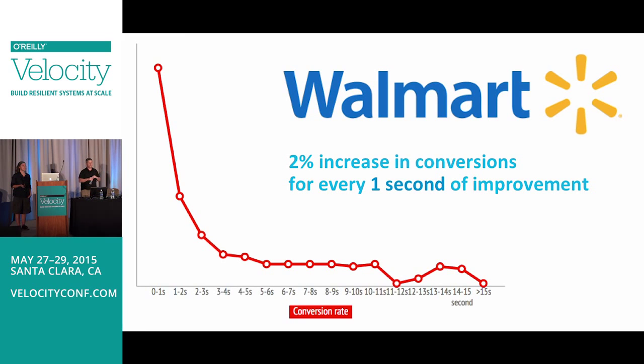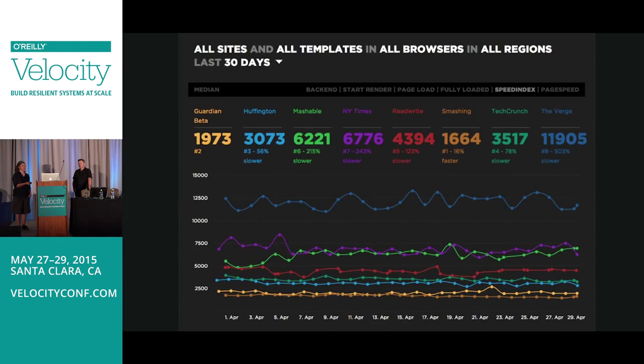So just a few case studies. Walmart, there was a great case study from a couple years ago. It's a fantastic study. They found that for every 1 second of improvement, they experienced roughly a 2% increase in conversions, which is pretty significant. And it looks very similar to this graph back here.